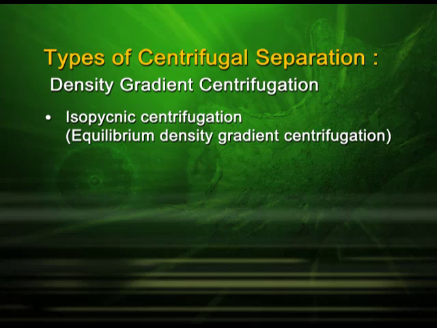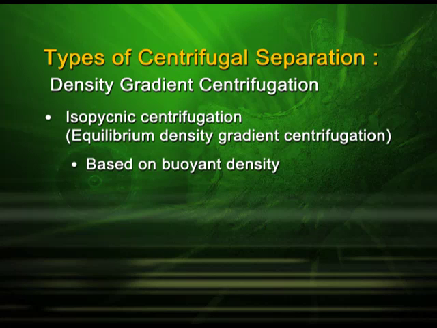Now, coming to the second type of density gradient centrifugation, that is isopycnic centrifugation. Isopycnic centrifugation is otherwise known as equilibrium density gradient centrifugation. Here, this is completely based on buoyant density. If I try to compare with the rate zonal centrifugation, it was dependent on the size or the mass of the particle, whereas in isopycnic centrifugation, it completely depends on the density.